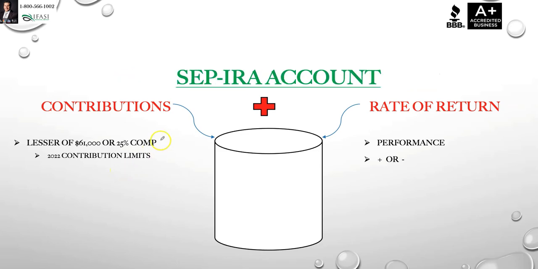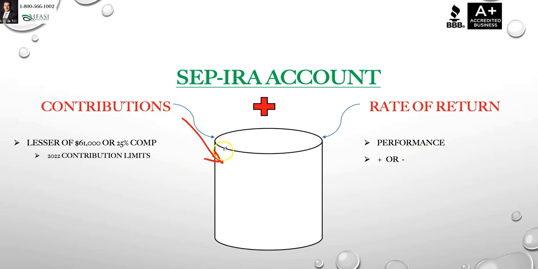Now, a SEP IRA works very similar. Still think of it conceptually like a bucket. The main difference is this is for self-employed individuals, or how it could be leveraged effectively is for self-employed individuals, but their contribution limitations are significantly higher than a traditional IRA. So the monies are going, it's a pre-tax qualified retirement account.